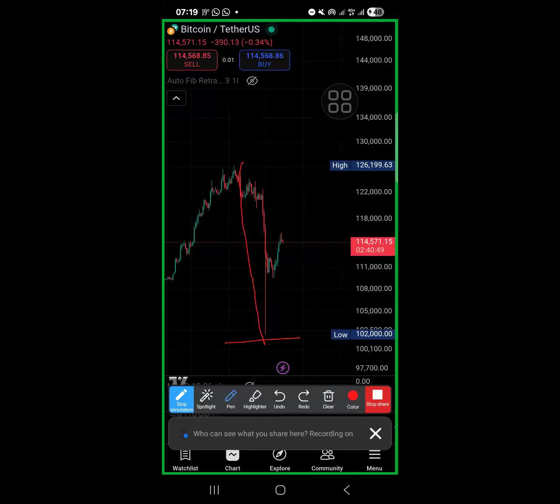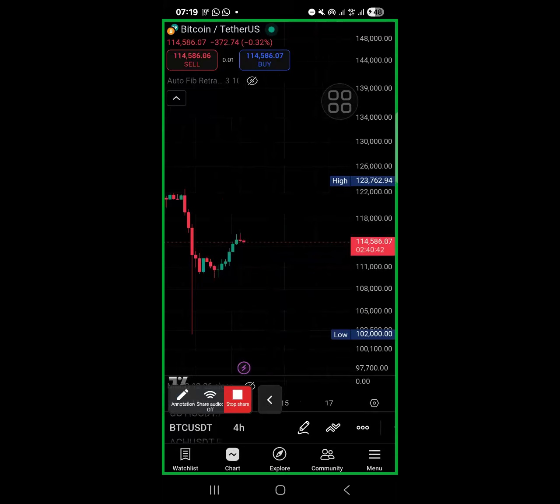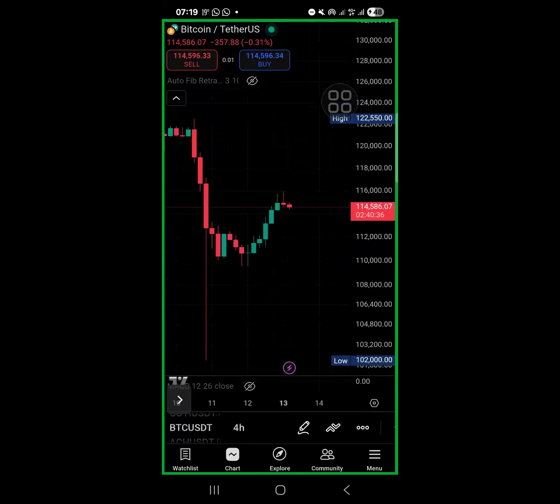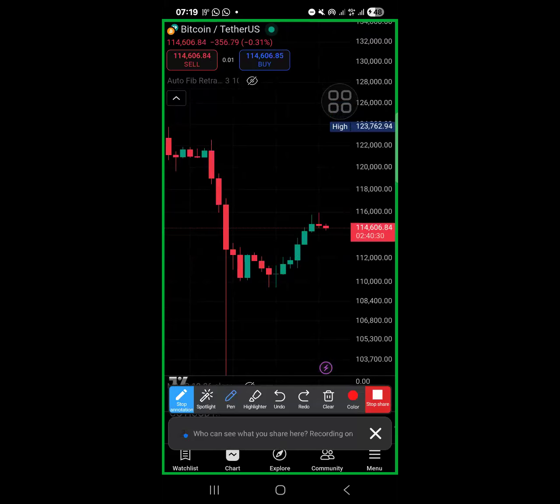So when it was trying to come back, I want you to look at this area here where the price is supported. If you try to enlarge your screen, I want you to look closely here. What type of candles are forming around this region?